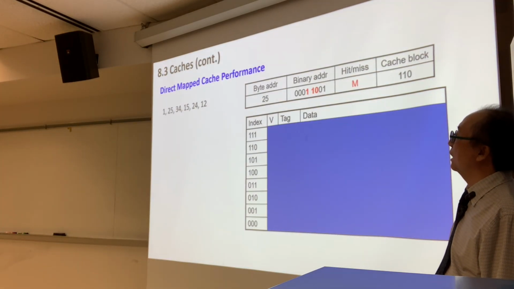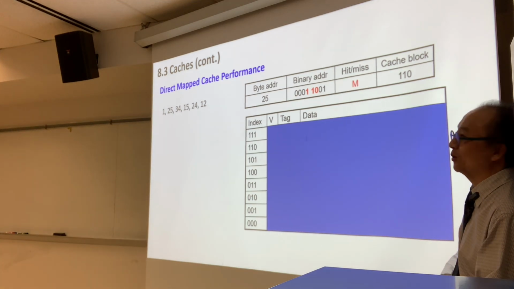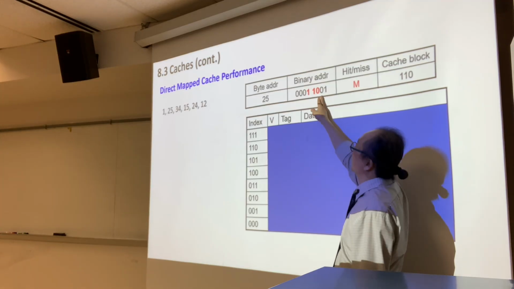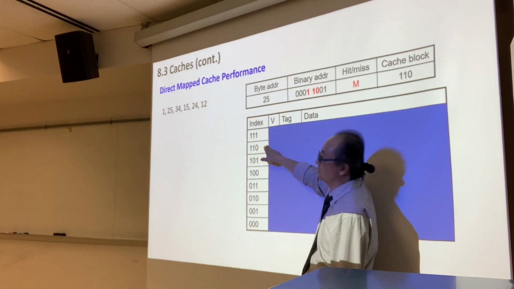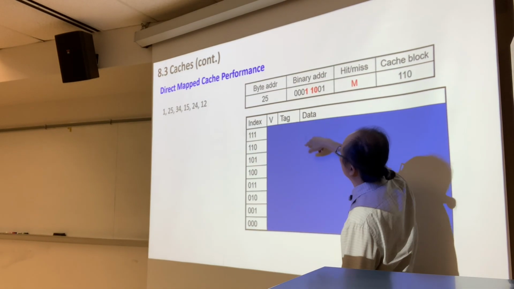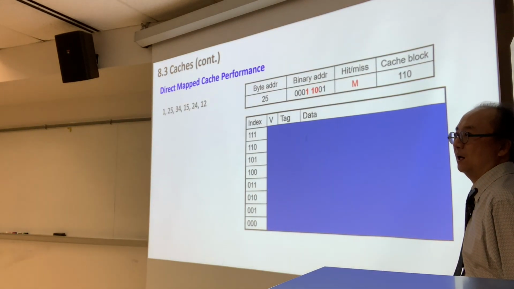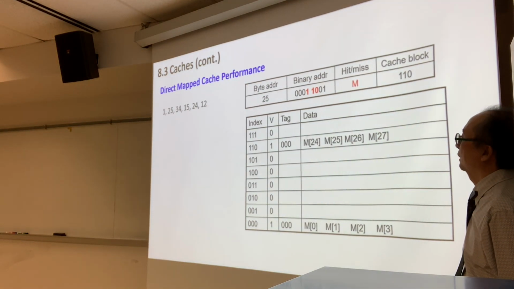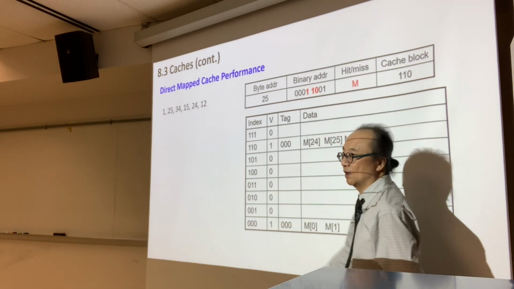Next, 25. 25 is 0, 0, 0, 1, 1, 0, 0, 1. Again, the lower 2 bits are the offset. The next 3 bits are 1, 1, 0, so it's going to be 1, 1, 0 right here, and the byte location is 0, 1. So I need to bring my buddies, what? 24, 25, 26, 27. That's what we need to do. And we still miss. And then the valid bits are now 1 and 1.